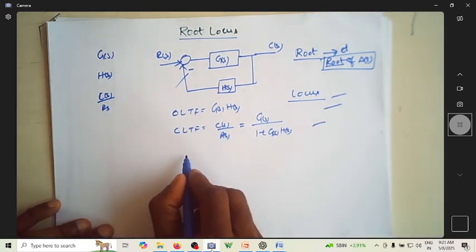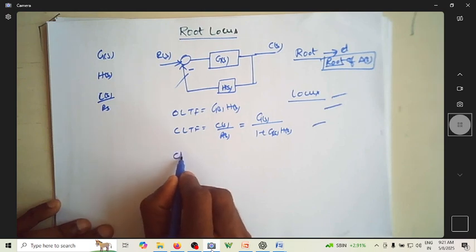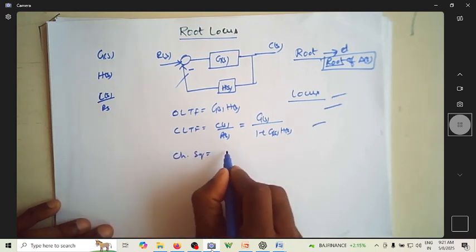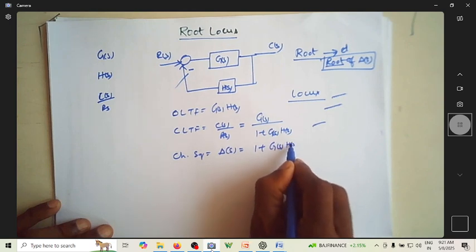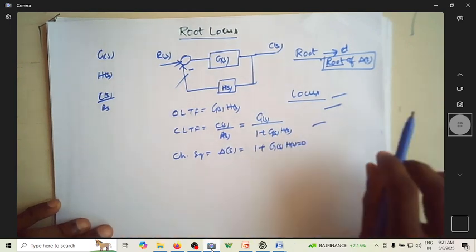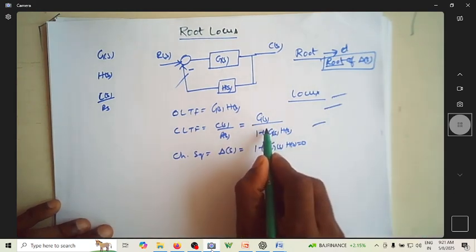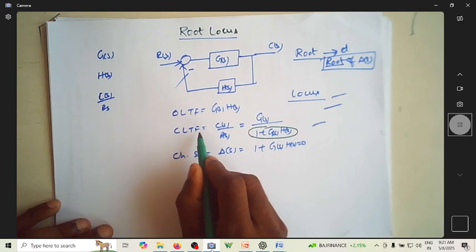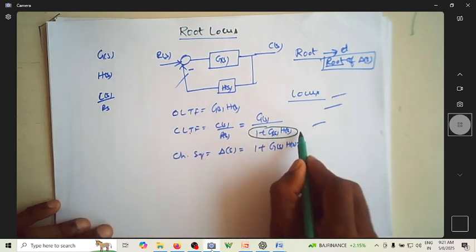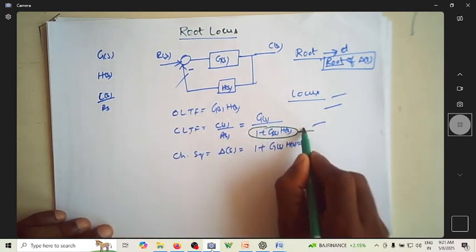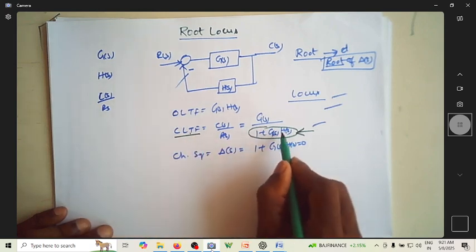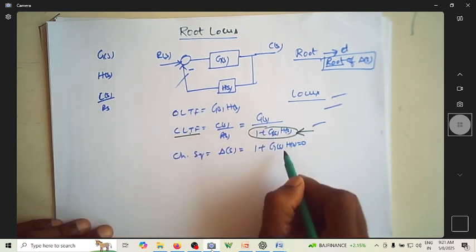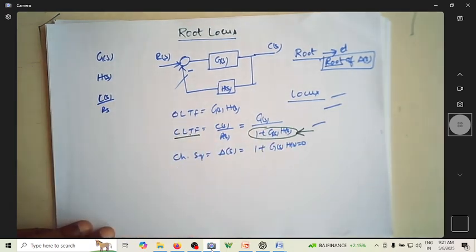And let us try to find out what is characteristic equation. Characteristic equation is represented as del of s, and it is 1 plus G(s) into H(s) equating to 0. This is the denominator of your closed loop transfer function. We know that in a transfer function, denominators will indicate the poles. Since it's a closed loop transfer function, this denominator will indicate the poles of this closed loop transfer function.